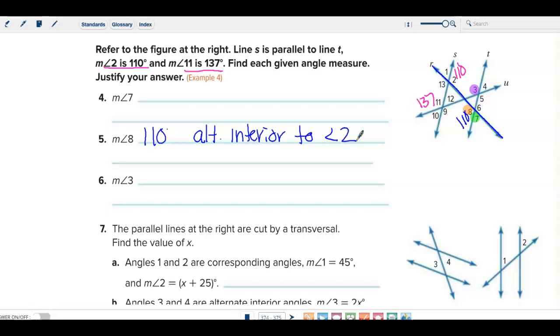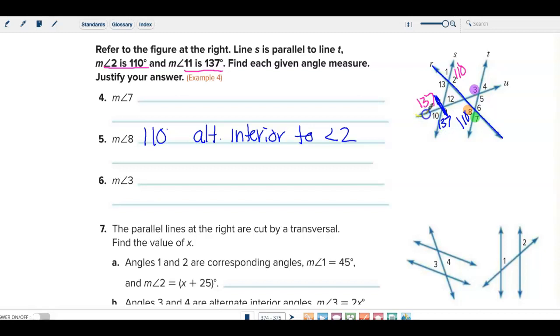Is it 110 because it's the same as 2? It is not the same as 2. It's not the same as 8. It's vertical angles with 11, right? Right here, they're across from each other. So the angle of 11 is 137, so that means 9 is 137.